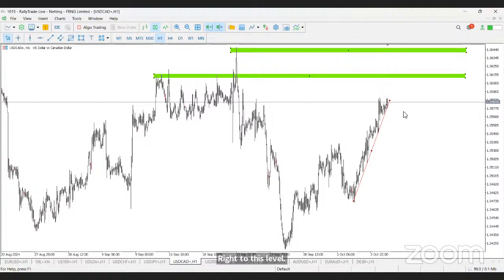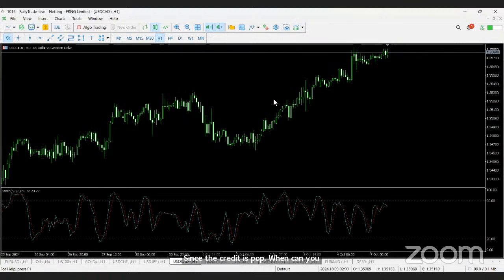Right? So let's wait for the price to get to this level. Of course, if you have a buy, you can close it. If you don't have a buy, you stay off. But when can you buy? Since the trend is up, when can you buy now? Let's go ahead and check with stochastic and find out.